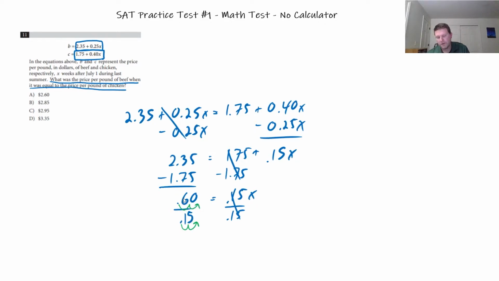So here we only need to move each one 2 places. That's all we need to do. But basically, this will end up making it x equals 60 over 15. And then when you reduce that, or just divide it out straight up, then you'll get 4.